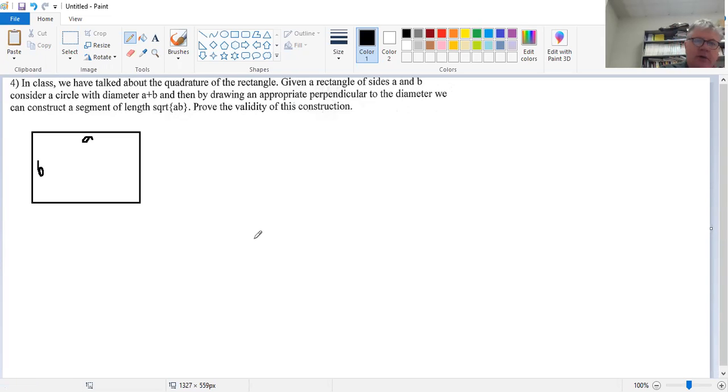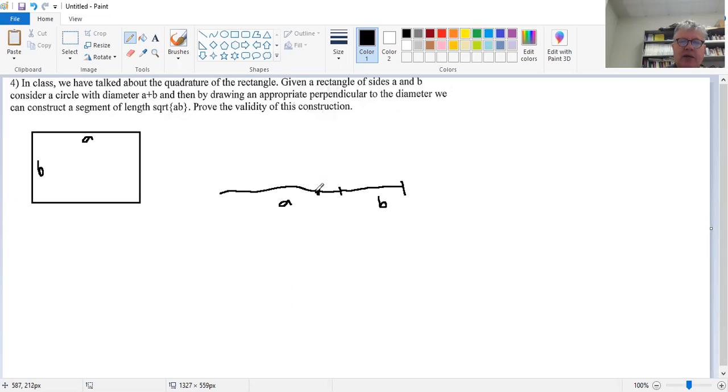And so what we do is we first draw a segment of length A, and then we add on to it B. So we know how to transfer length, so we can create a straight line segment of length A plus B. And then we just bisect it, and let's say we get bisected here. Here's the center of that segment.